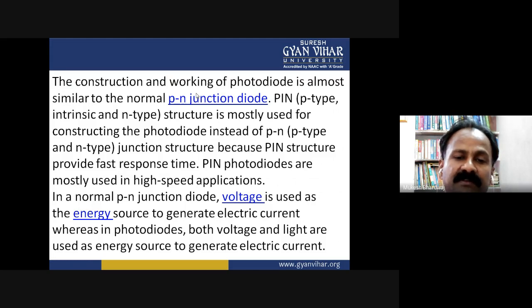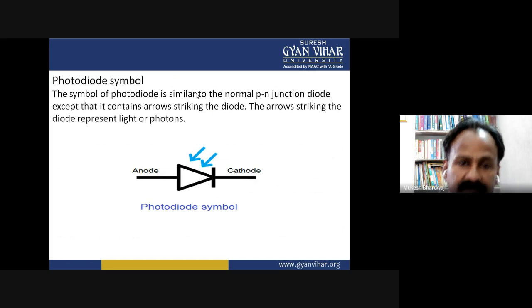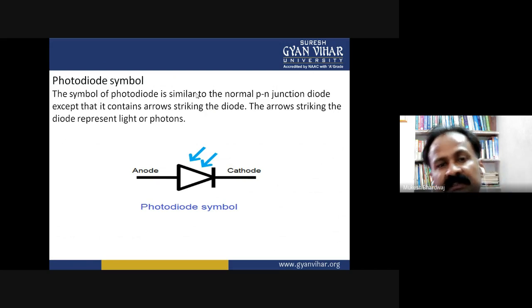In a normal PN junction diode, a voltage is used as the energy source to generate electric current, whereas in a photodiode, both voltage and light are used as energy sources to generate electric current. The symbol of the photodiode is similar to the normal PN junction diode except that it contains arrows striking the diode. The arrows striking the diode represent the light or photons.